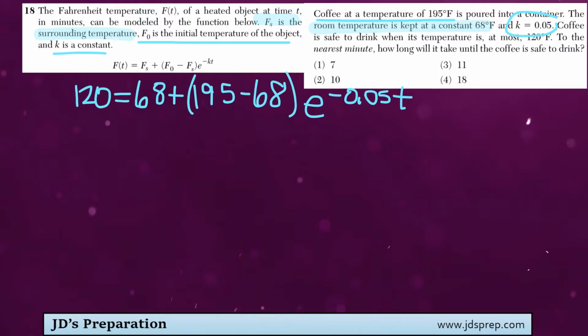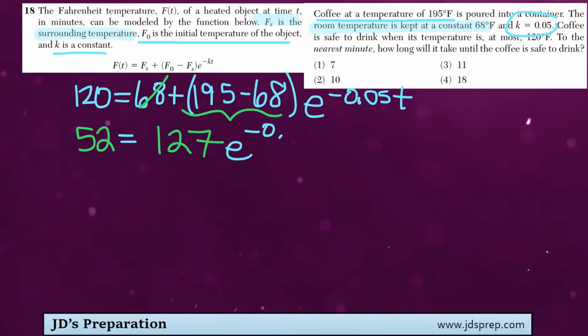All right, so to start simplifying this, the first thing I'm going to do is take away 68 from both sides. So that 68 will disappear. 120 minus 68, we'd be left with 52. Also, we can simplify what's in the brackets here. 195 minus 68 gives us 127. And we'll still have this e to the power of negative 0.05t.